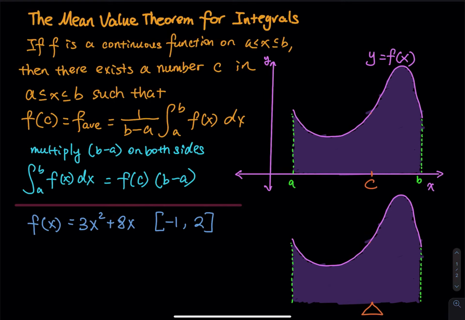Let's take a look at the mean value theorem for integrals. This is a pretty simple theorem. If f is a continuous function on the interval from a to b, including b, then there exists a number c between a and b such that f of c, which is called the mean value or average value of the function, equals 1 divided by b minus a times the integral from a to b of f of x dx.